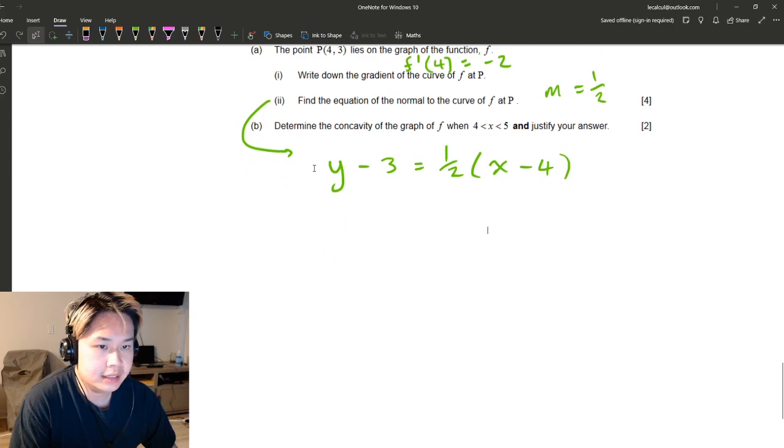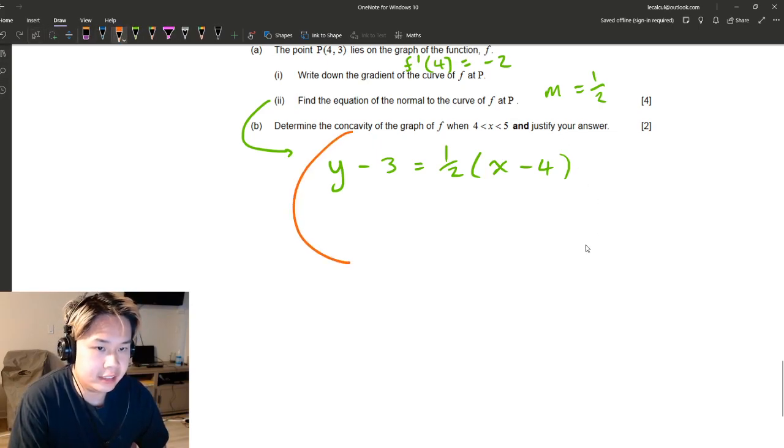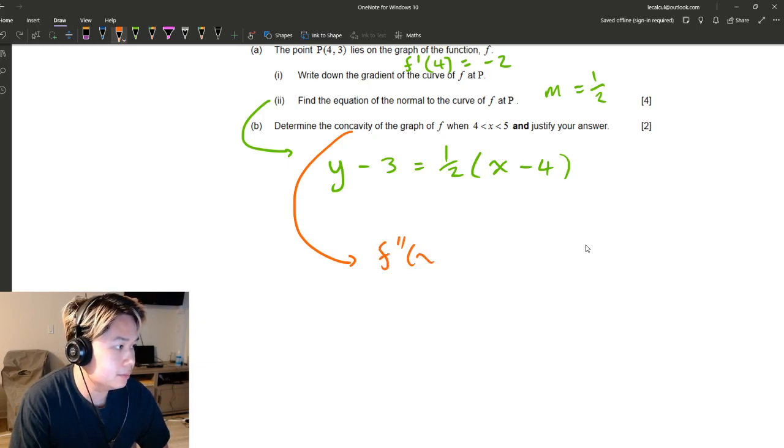And then determine the concavity of the graph when the function is between -4 and 5, and justify your answer. Okay, so concavity, right, is related to the second derivative. If this is positive, then we're concave up.